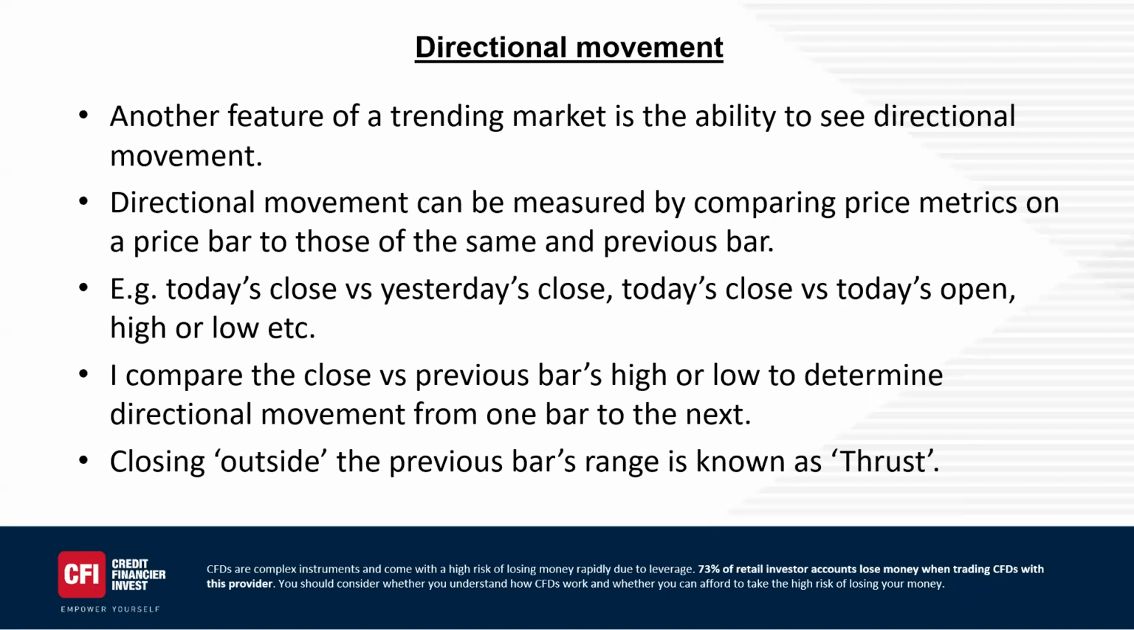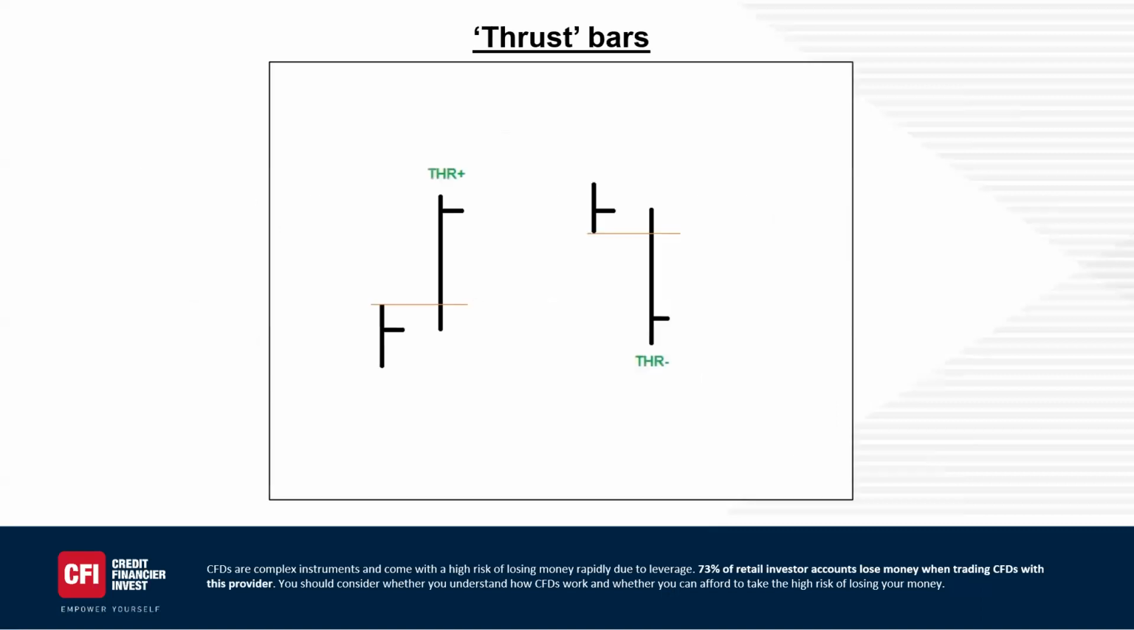So this movement above yesterday's high, for example, on a daily bar chart, or below yesterday's low and close below it, is known as thrust. So basically what we're talking about, closing outside the previous bar's range, is defined as thrust. Okay, so this is quite an important concept when it comes to what I'm going to be talking about, TNT.